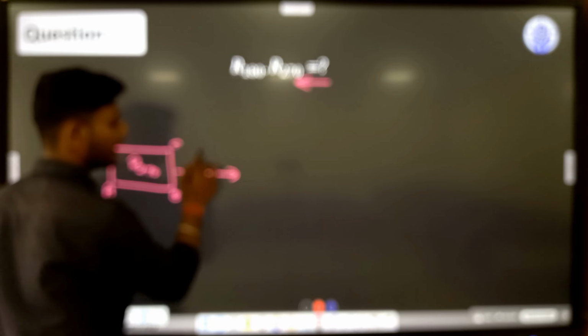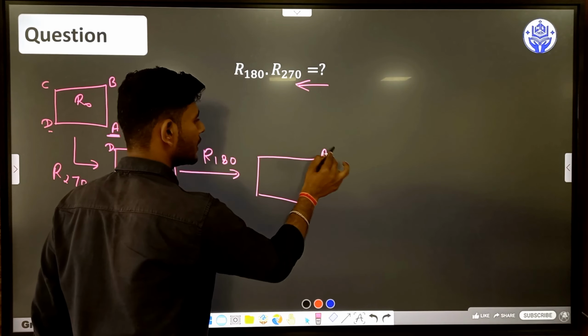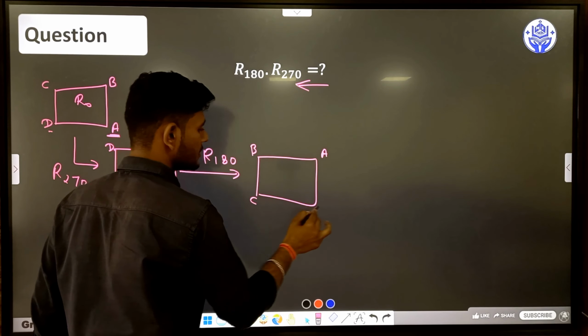Now I have applied R270, then after that I will apply R180. Just take one element only. You can take A also, no problem. Just take any of the nodes. 90, 180. It means my A will be here. So from here A will be here. So A, B, C and D.